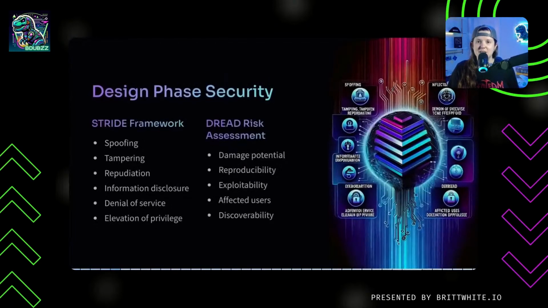Moving on to design, this is where we create our security blueprint. We use powerful frameworks like STRIDE and DREAD. STRIDE helps us think like an attacker by looking at things like spoofing, tampering, and information disclosure. Then DREAD helps us prioritize those risks by evaluating potential damage and exploitability.